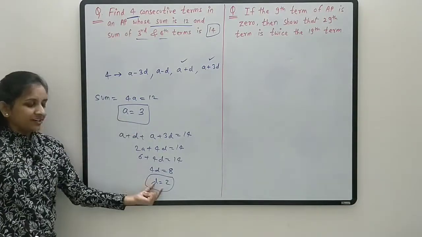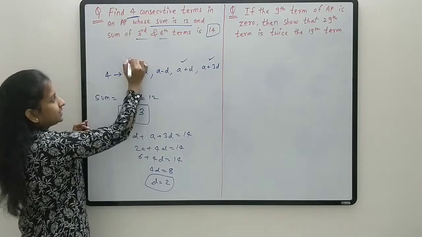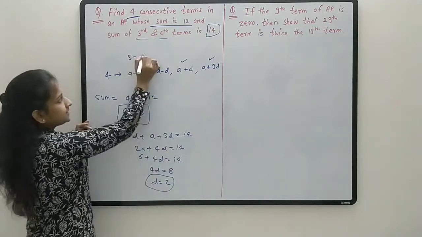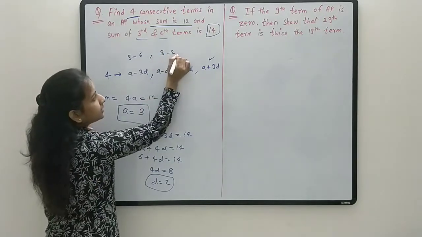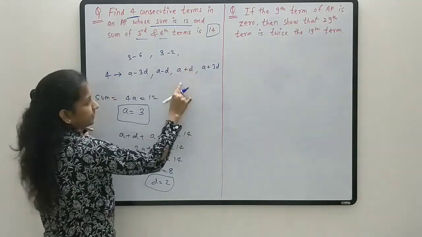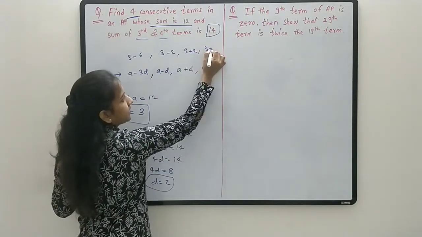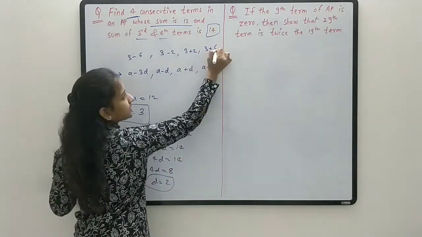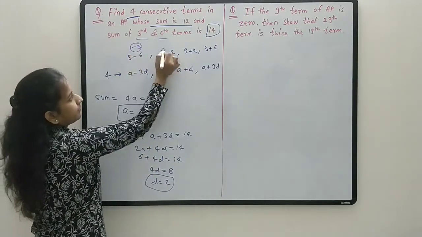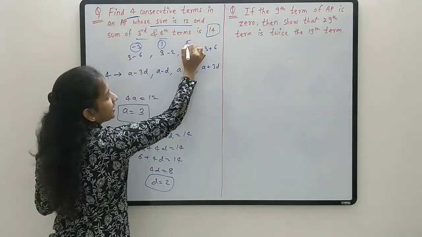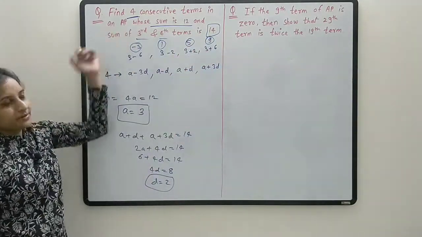We got a, we got d. We can find the 4 terms. The 4 terms are 3 minus 6. The second term is a minus d, 3 minus 2. The next term is a plus d, 3 plus 2. The next term is 3 plus 3 into 2, 6. So the AP is minus 3, 1, 5 and 9. These are the 4 terms of the AP.